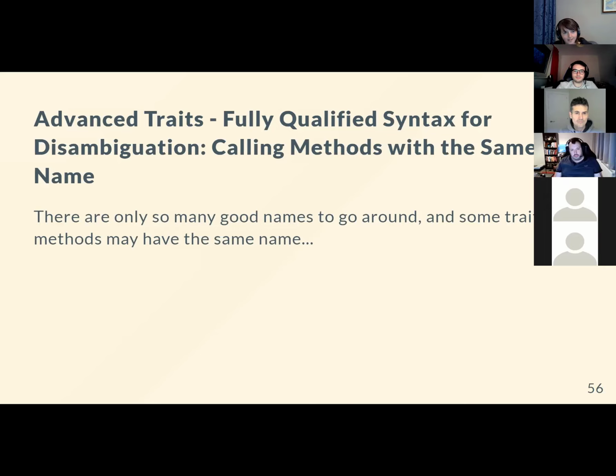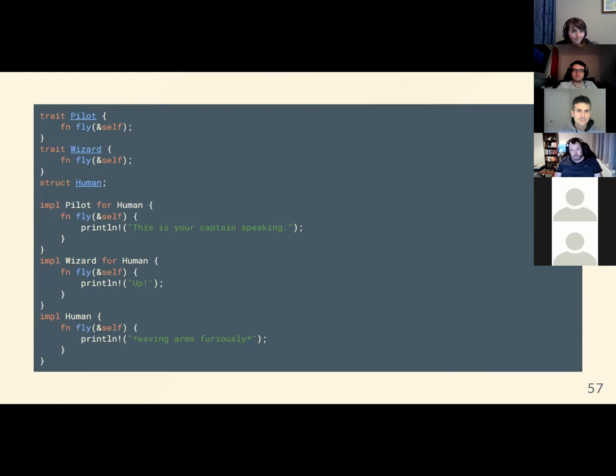The next section, still in advanced traits, is when you have to use fully qualified syntax for disambiguation, i.e. calling methods with the same name. We've already touched on this, but just to explain when you would use it. There are only so many good names to go around, and if you're implementing a lot of traits, then sometimes you get a name clash.